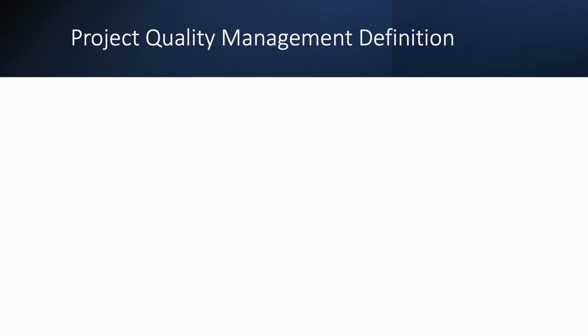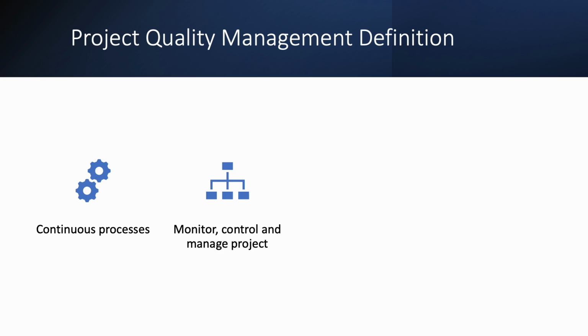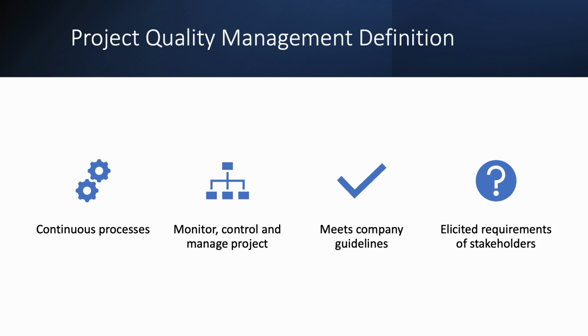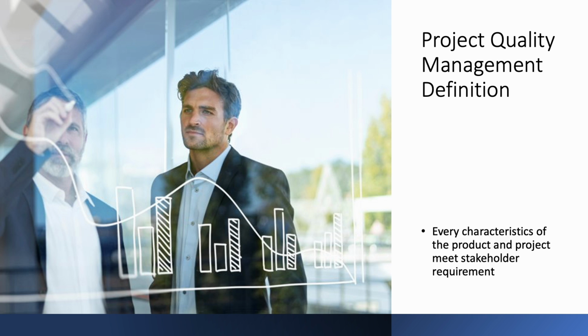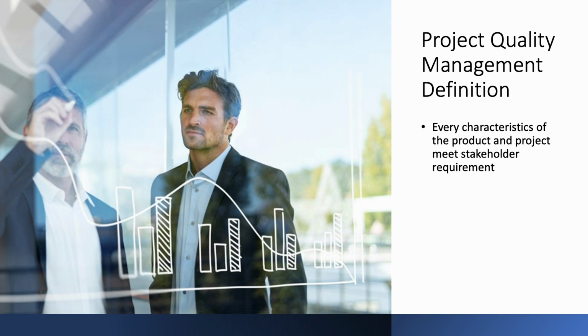Project quality management definition: a set of continuous processes to monitor, control, and manage that the project meets company guidelines and elicited requirements of stakeholders. Quality is the extent to which every characteristic of the product and project meets the stakeholder requirements. The project quality management process happens entirely through the project lifecycle.